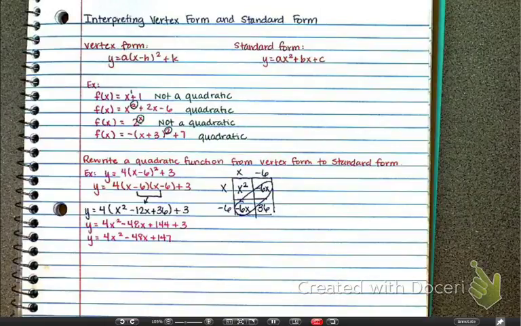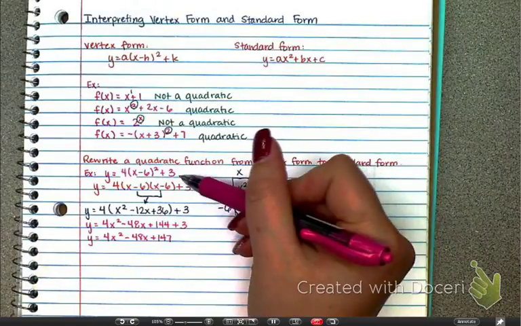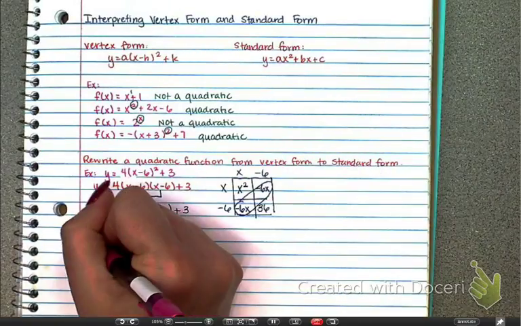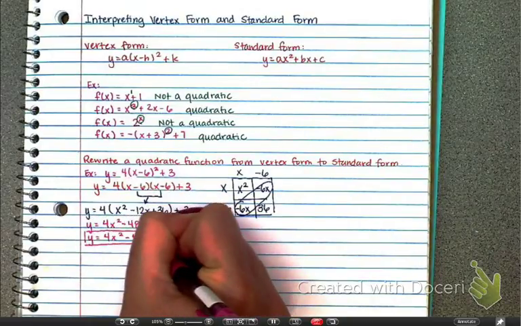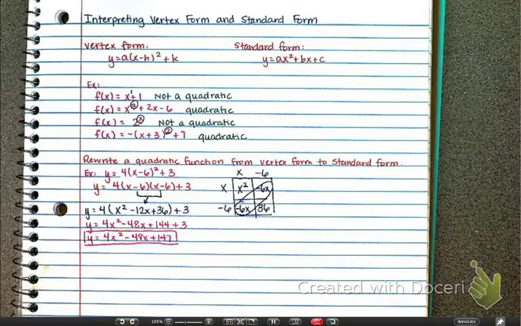Yeah. Okay. So it's just following order of operations. We're just rewriting it from vertex form to standard form. So it's not hard. Well, it shouldn't be hard, but again, we struggle with basic operations. Okay? That's in general for everyone. We struggle with basic operations.